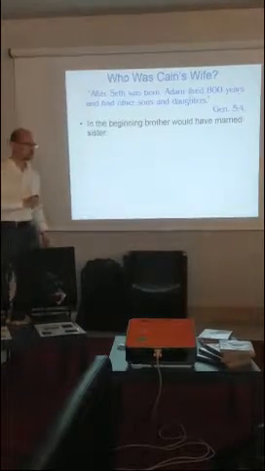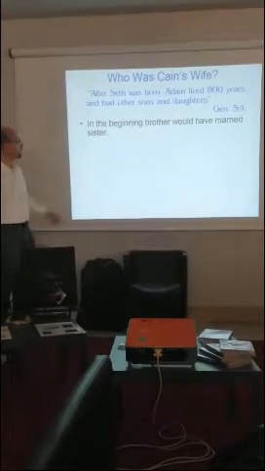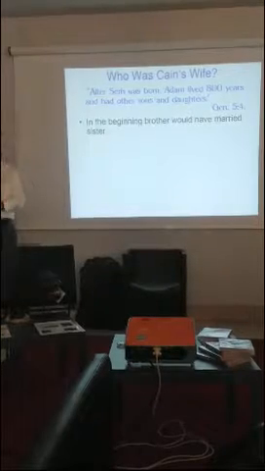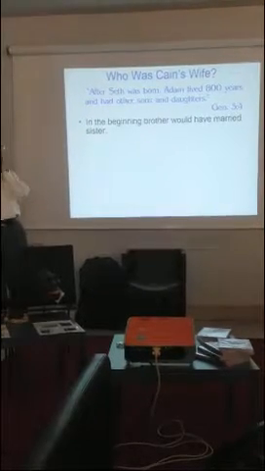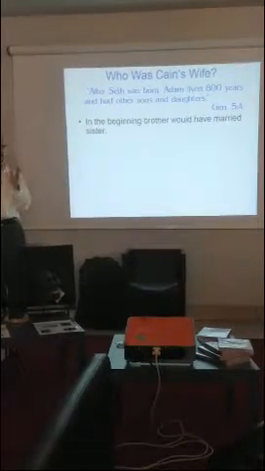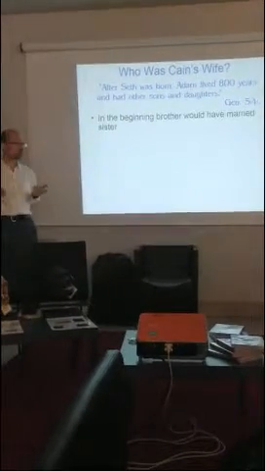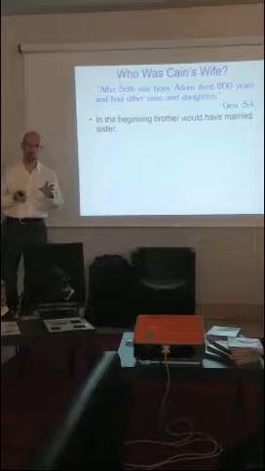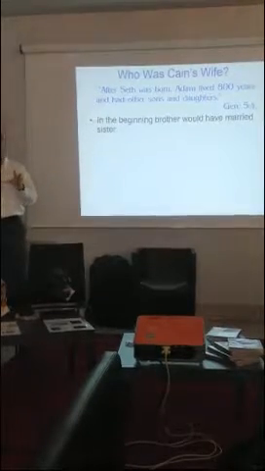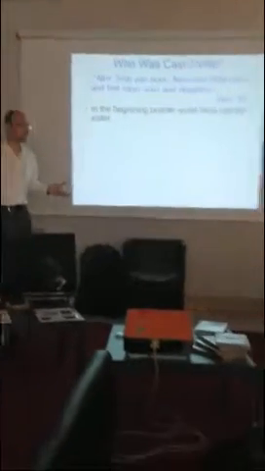But anyway, so to answer the question, who was Cain's wife? A brother would have married a sister. Shock, horror! Why? In the beginning, there was no risk of genetic deformities. So it was absolutely okay genetically to marry your sister. Or your brother.